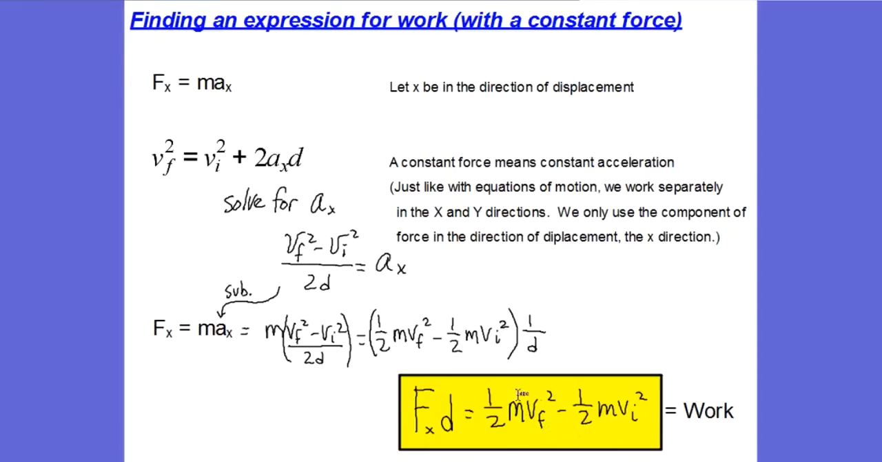You'll recognize these terms, 1/2 m v squared, as kinetic energy. So this term here is the final kinetic energy, and this term here is the initial kinetic energy. So the difference in those two is the change in kinetic energy. And we know that is work. And the work is achieved by applying a force over some distance.